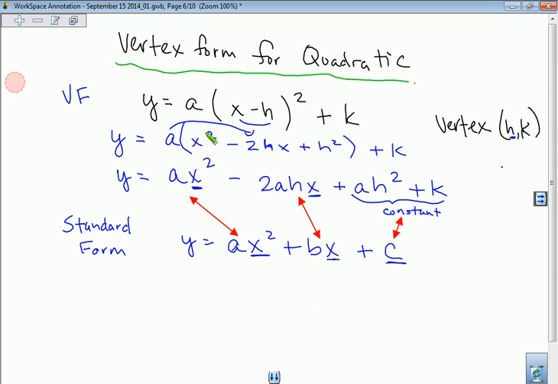What would happen if I took this, the linear term in one form? Shouldn't that be equivalent to the linear term in the other form? Yeah. Just like our quadratics were equivalent, that negative 2ahx should be equivalent to bx. Solve for h for me. Take that equation and solve for h. Let's see what you get.